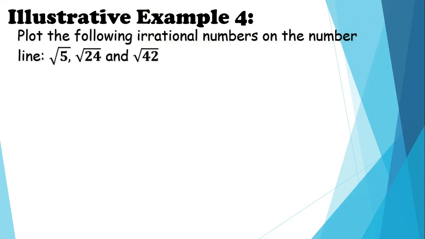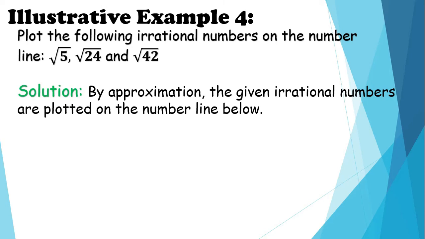Let's have the illustrative example. Plot the following irrational numbers on the number line. We have square root of 5, square root of 24, and square root of 42. So by approximation, the given irrational numbers are plotted on the number line below. So kung gagamitin natin yung method 1 and 2 kanina, we will get the answers for square root of 5, square root of 24, and square root of 42. So for square root of 5, we have 2.24. Square root of 24, we have 4.89. And square root of 42, we have 6.48 hundredths.